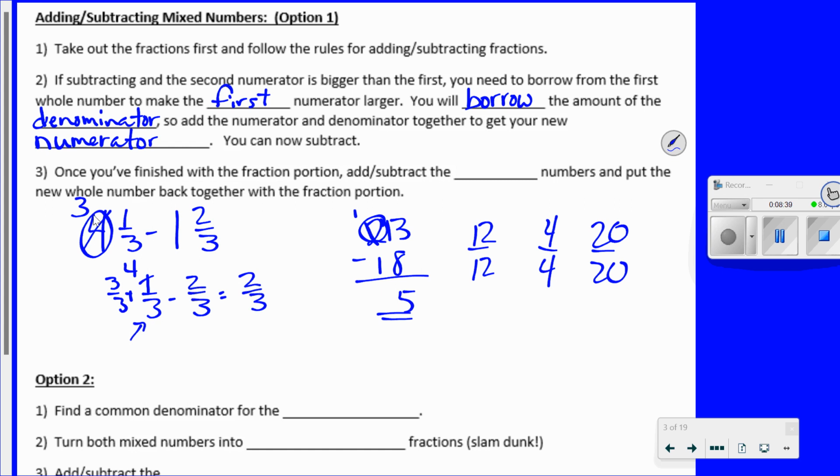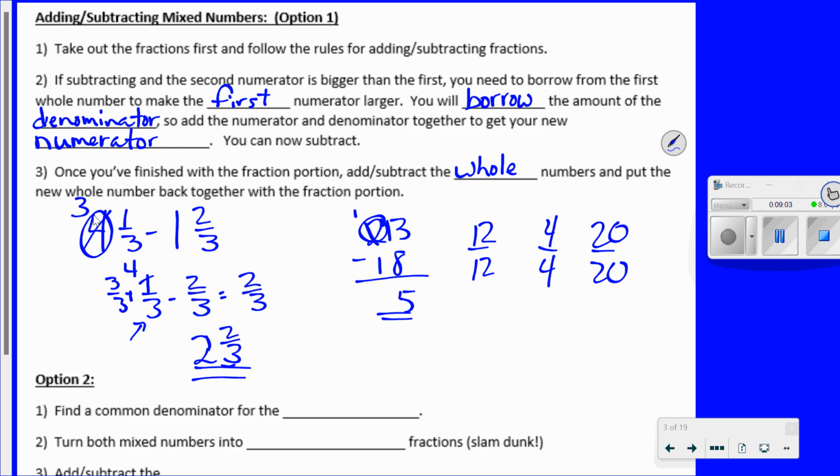Now, once I've done the fraction portion, I add and subtract the whole numbers. So this works for both addition and subtraction. So now my whole number is a 3 because I had to borrow. 3 minus 1 gives me 2, and then I put it back together with the fraction. So 2 and 2/3. That was a terrible 2/3. That makes sense for everybody?